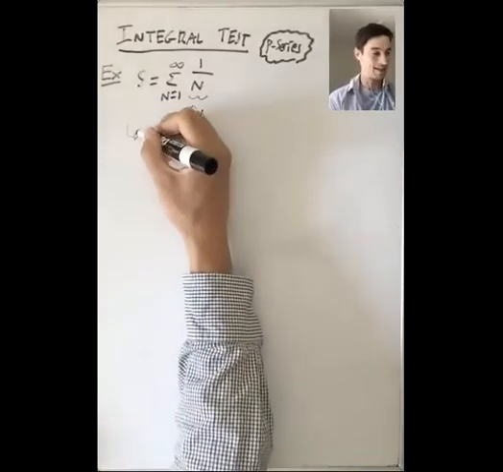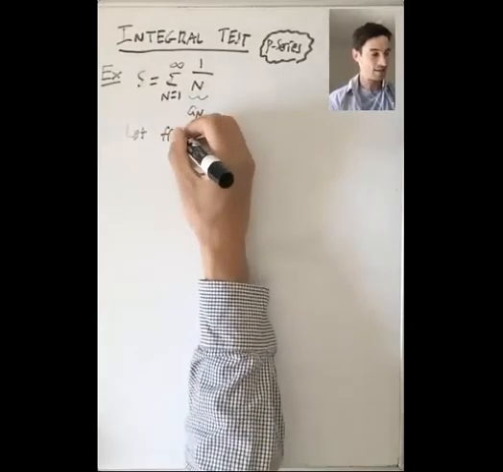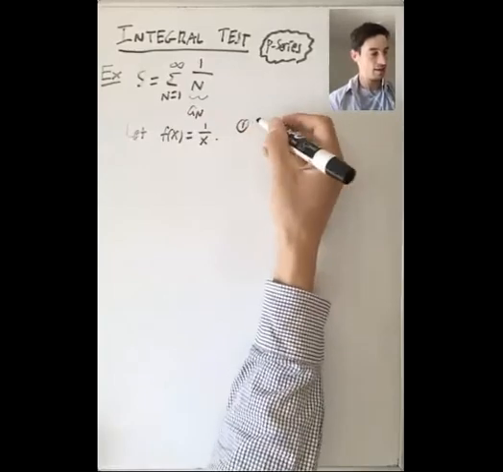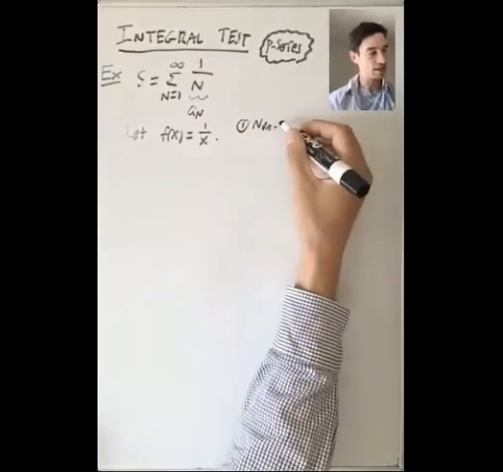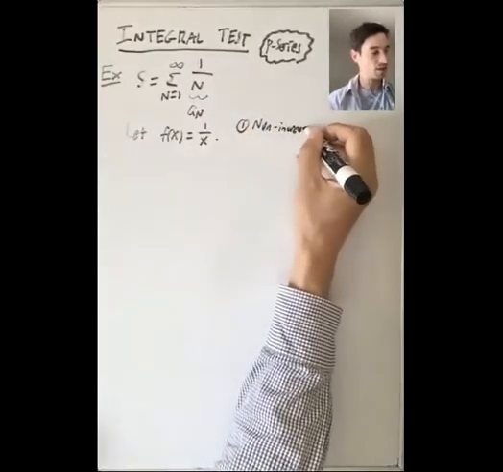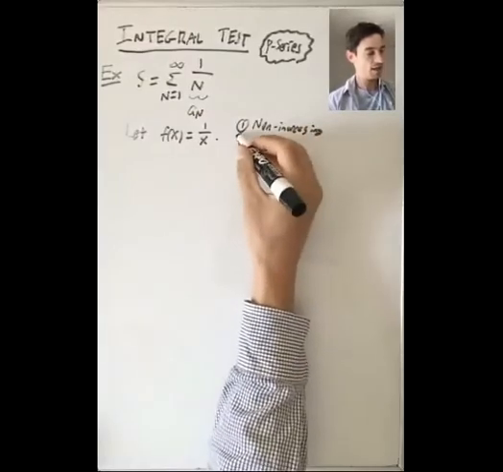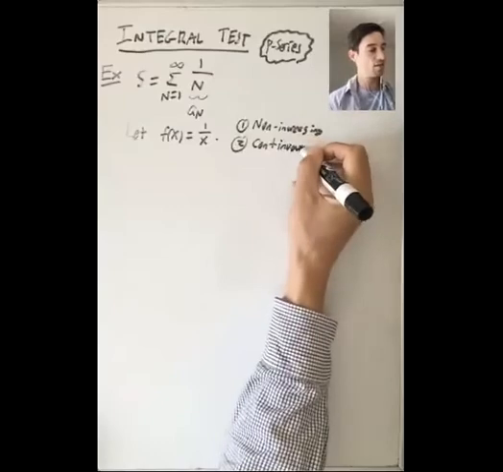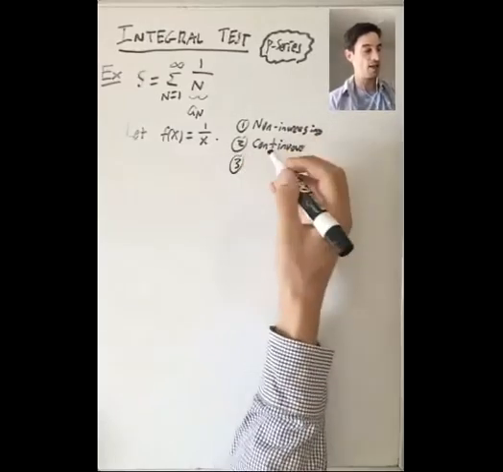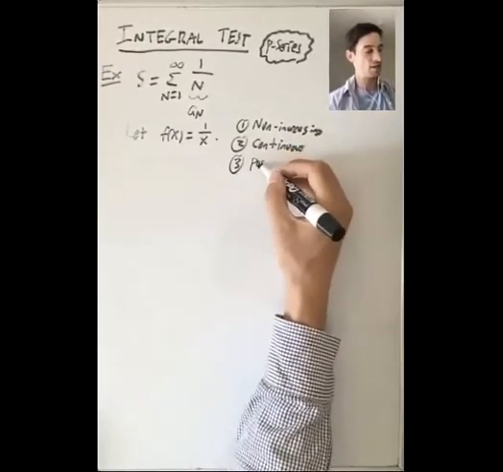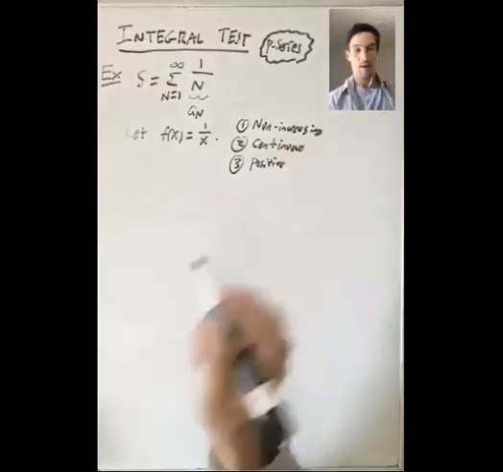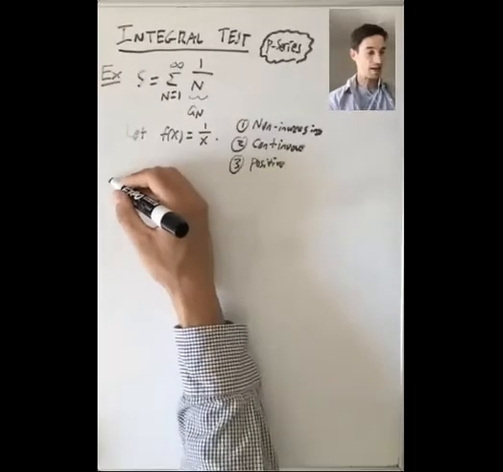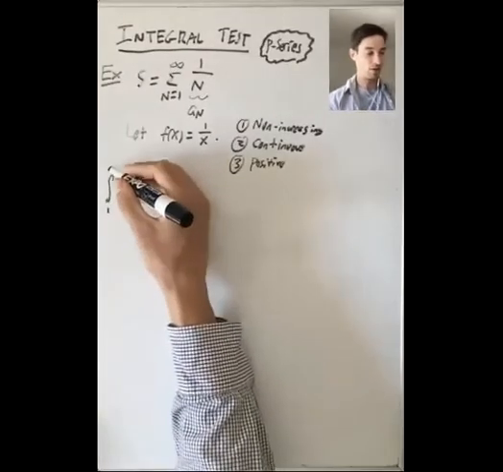So we're going to let f of x be equal to 1 over x. This is decreasing. It's non-increasing from 1 to infinity. It's continuous. The only problem with this function is at 0, but it's continuous from 1 to infinity. And it's positive. That's clearly true.